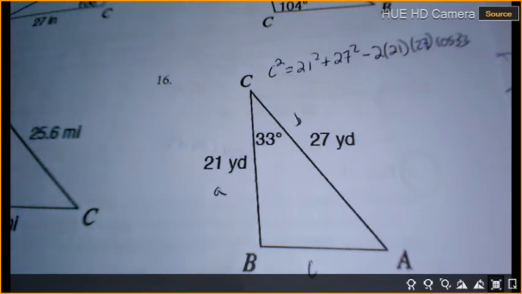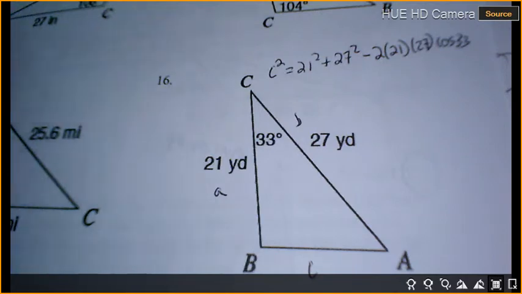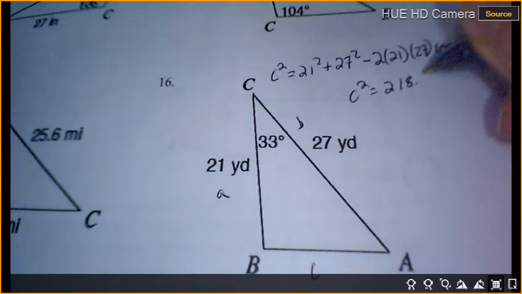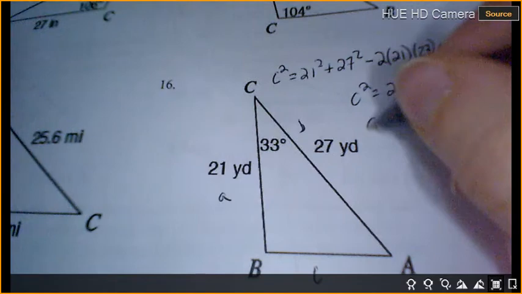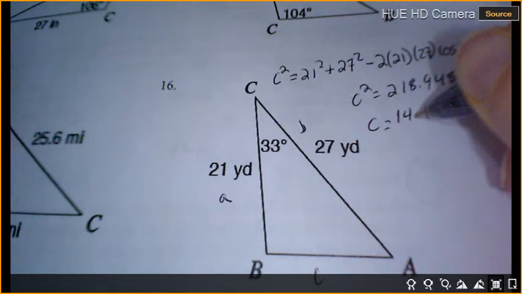So I'm looking for little c, which is between b and a, because it's across from c. Cosine 33. So I get c squared equals 218.948. I'm going to take the square root of that. And I get c equals, and I'm going to round to 14.8.